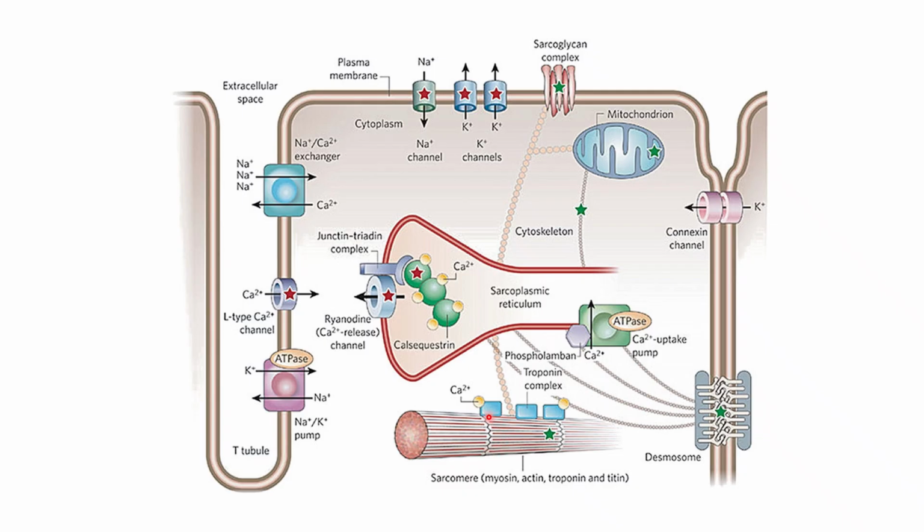Now, contraction can't last indefinitely. For relaxation to occur, calcium must be removed from the cytoplasm. This happens mainly through three pathways. First, the SERCA pump, the sarcoendoplasmic reticulum calcium ATPase pump, which actively pumps calcium ions back into the sarcoplasmic reticulum, and this is regulated by phospholamban.